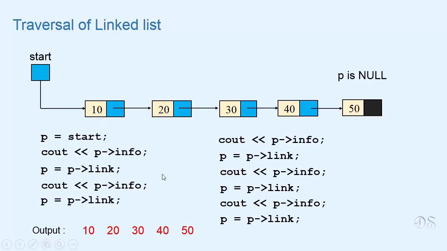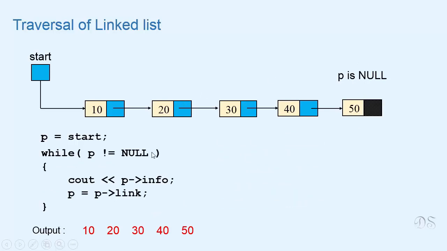We can see that we are repeating the same statements again and again. So we can write this in a loop, and the terminating condition for that loop would be when P becomes null. So this is the loop for traversing a linked list. We take a pointer P and initialize it with start, and this loop continues till P is not null. When P becomes null, this loop will terminate. In each iteration, we are printing the value of P info and we are moving P forward by assigning P link to P. So this is how we can traverse a list starting from the first node till the last node.